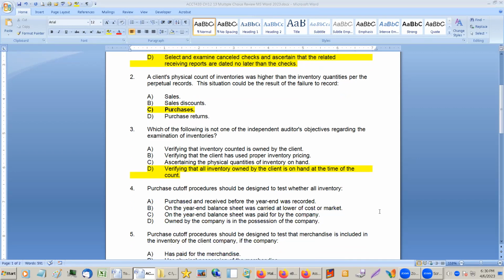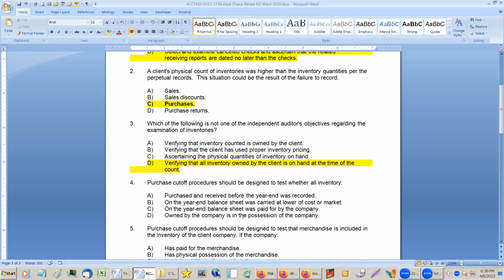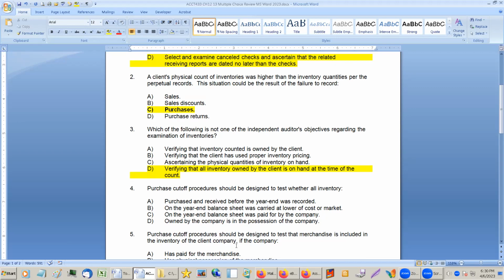Okay, yeah, 4. A. Close one. Yeah. Owned by the company is not the same as in possession of the company. They may not be in their possession. It may be out on consignment. It could be out for delivery. That's FOB destination.